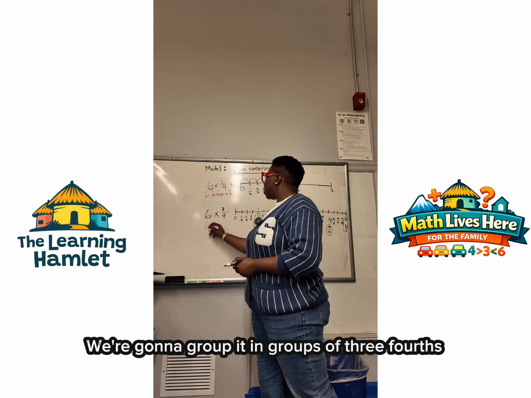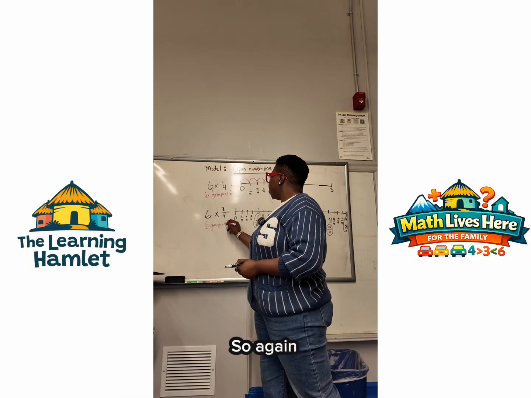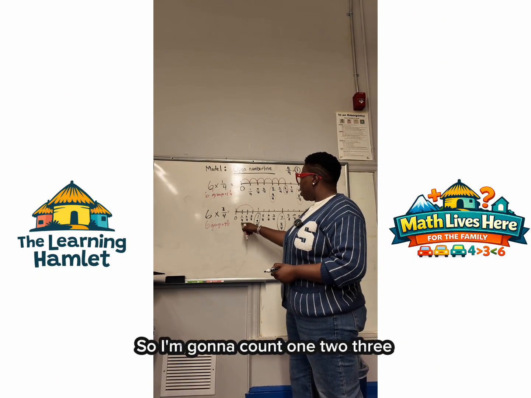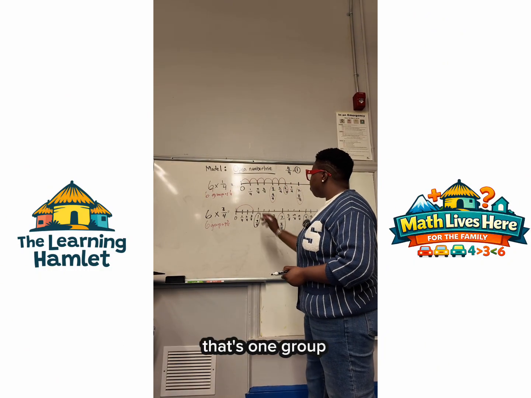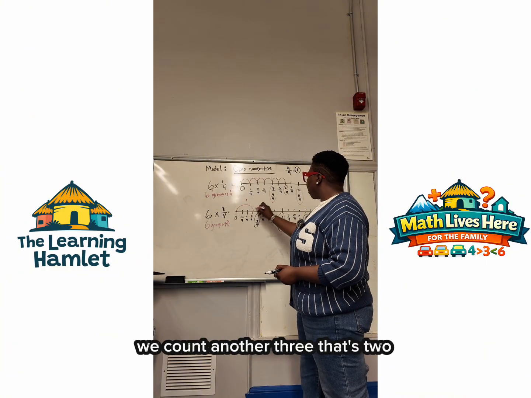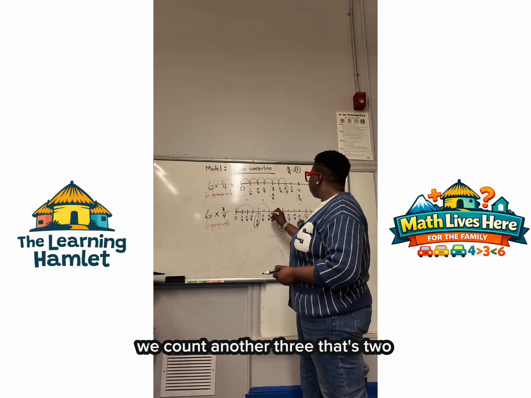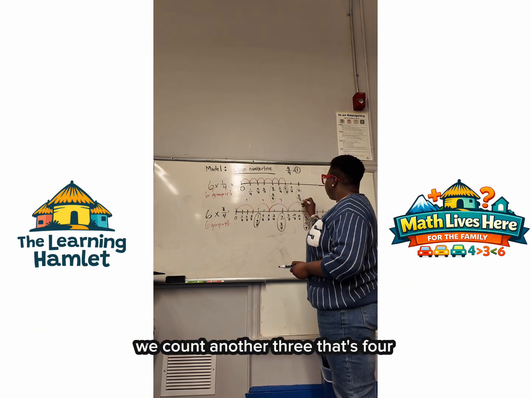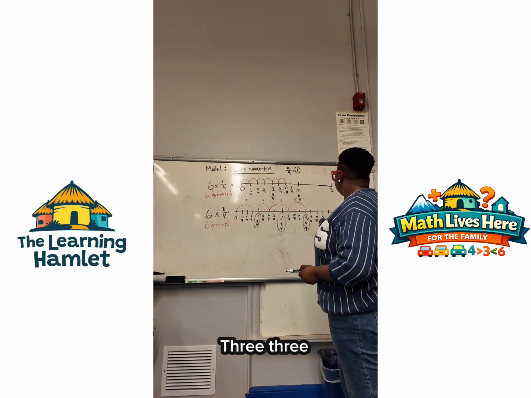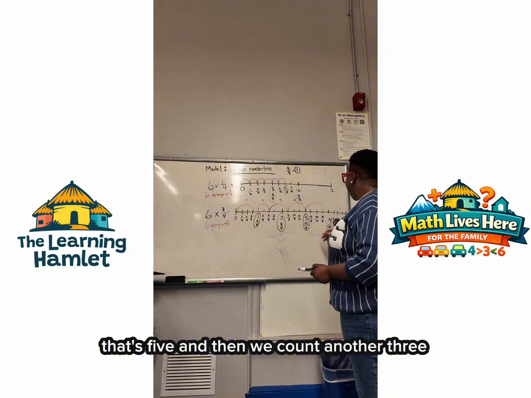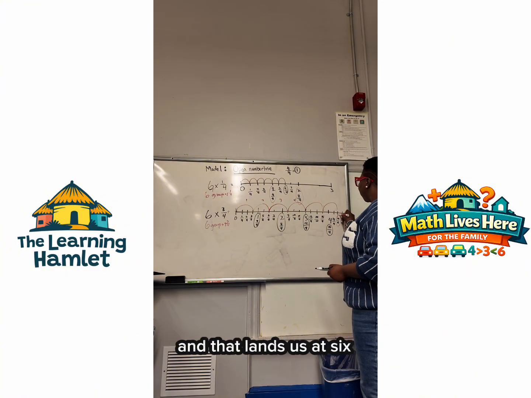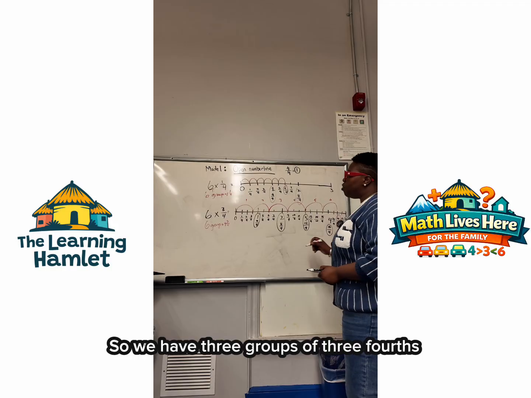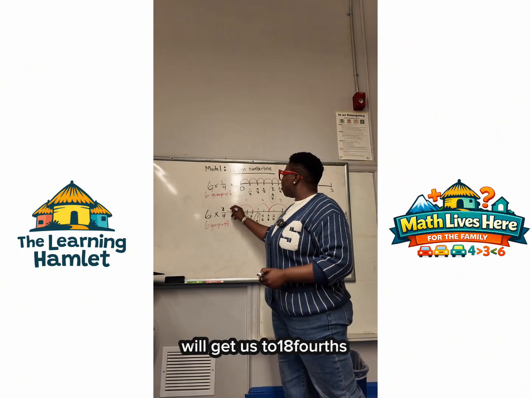All right, so now let's think about 6 groups of 3/4. So we're going to group it in groups of 3/4. So again, we have our first group of 3/4. I'm going to count 1, 2, 3. That's 1 group. I'll put 1 over here. Again, we count another 3. That's 2. We count another 3. That's 3. We count another 3. That's 4. Count another 3. That's 5. And then we count another 3, and that lands us at 6. So 6 groups of 3/4 will get us to 18/4.